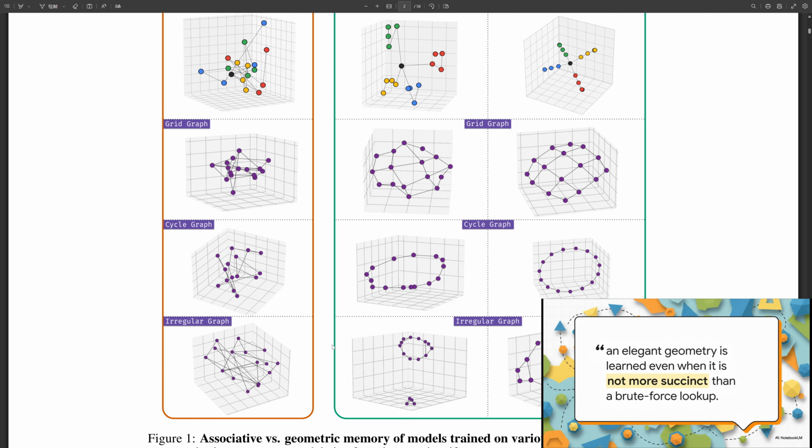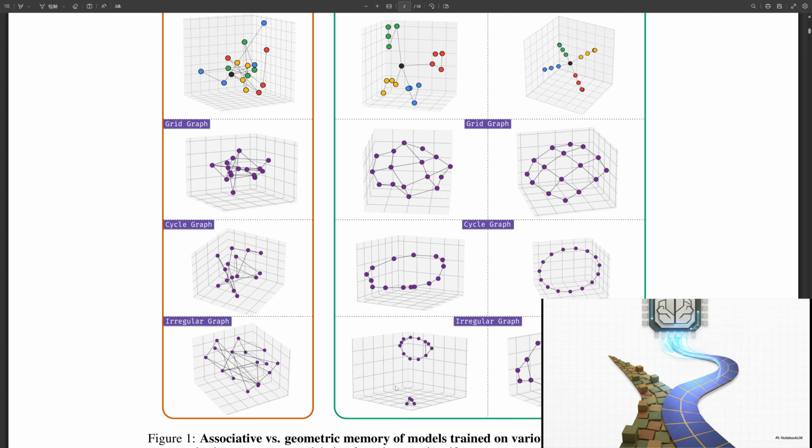Now, you might think the AI builds this map just to be more efficient, to save space, to compress the data. But, and this is the kicker, the paper proves this isn't the case. For this specific task, a simple associative lookup table would have been just as compact. There was no capacity pressure, no reason at all forcing this elegant solution. So the model had two equally efficient paths it could have taken, and yet it consistently chose the geometric one.